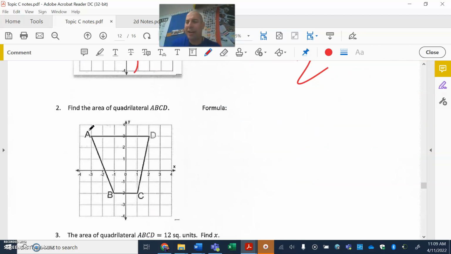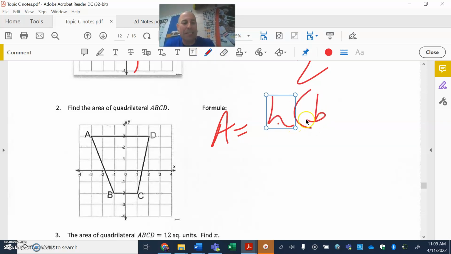All right, quadrilateral here. Quadrilateral just means a 4-sided shape. So who do we have here? That's our good friend, the trapezoid. So area is the, not the base. Hold on, hold up right there. That's going to be the height times the bases added together, divided by 2.